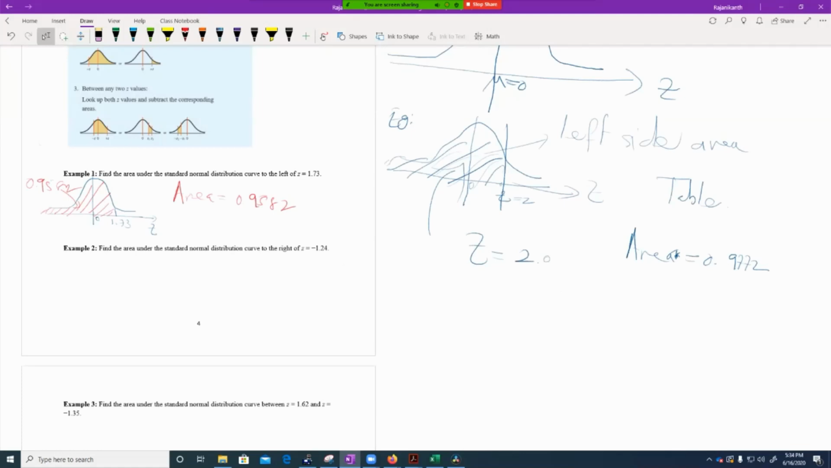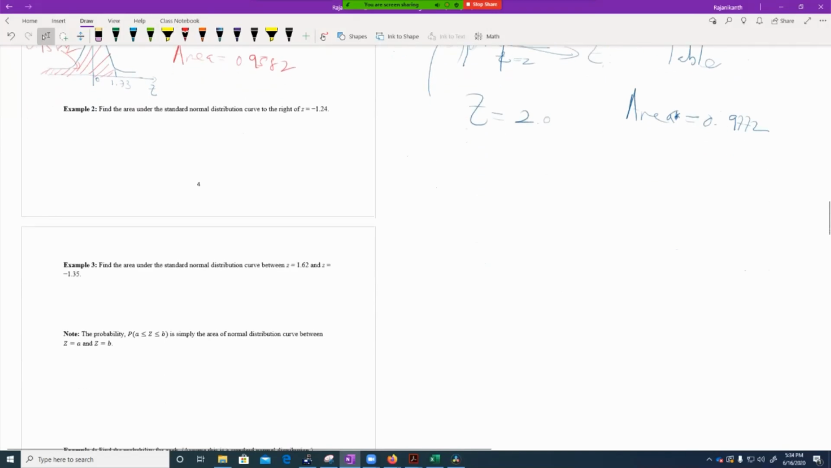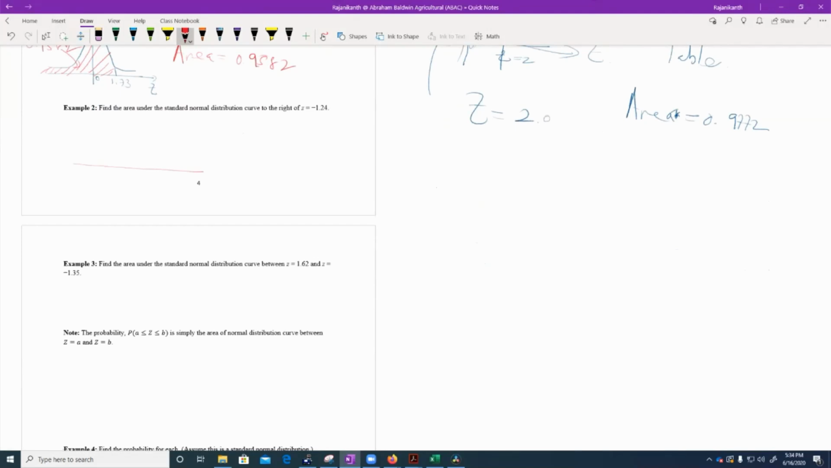So one more time, I'm telling you, if you find the value inside the table, it will always give you the left side area of your z value, the left area. Now look at the second scenario. Find the area under the standard normal distribution curve to the right side of negative 1.24. Now first draw the picture. 0 is here, the middle point.